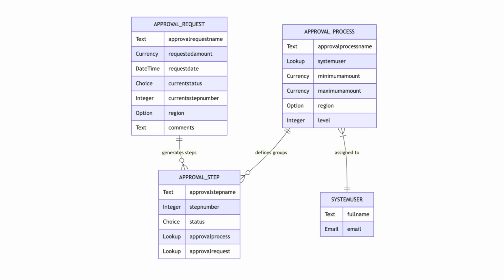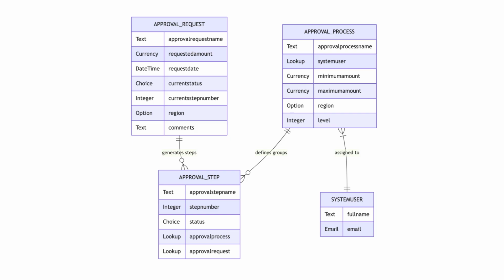Here's a rough layout of how your data structure for an approval workflow might look in Dataverse. First, you need an approval process table. This is where you define each workflow variant, your thresholds, regions, levels, and any other routing rules. You'll link this table to Dataverse's built-in system user table so you can assign approvers at each step. Next, you'll need an approval request table. This stores every submission, the request amount, region, requester, date, and any other criteria you use to pick the right approval process. When a record lands here, your flow reads its values and determines which approval process applies.